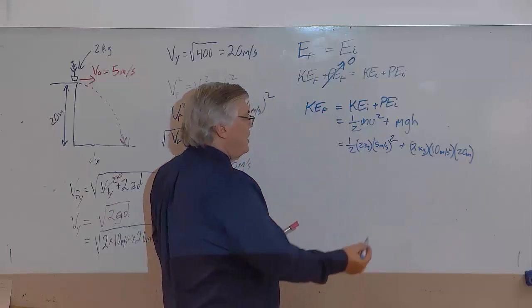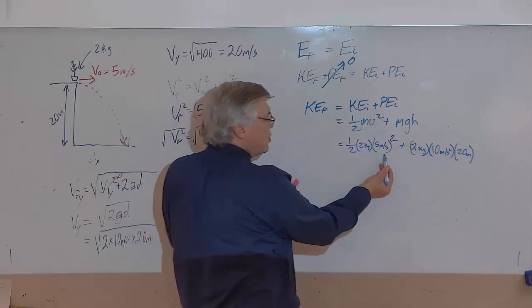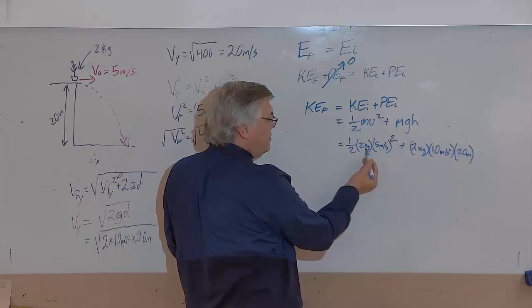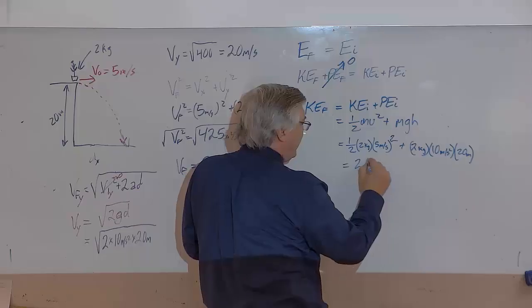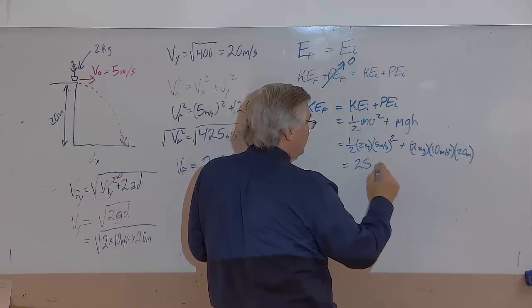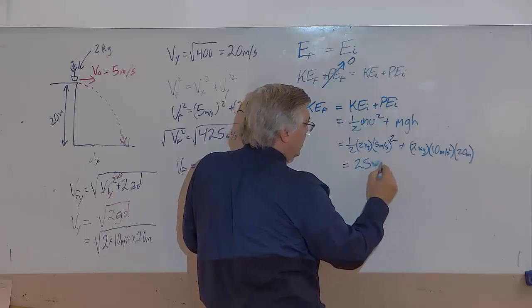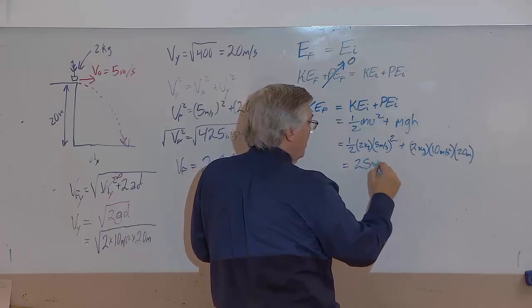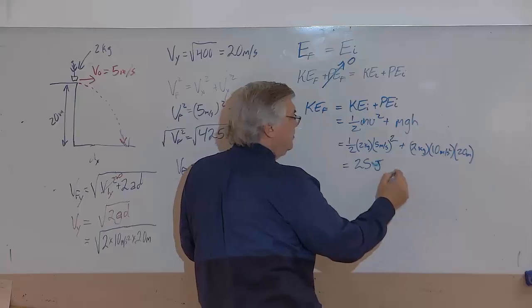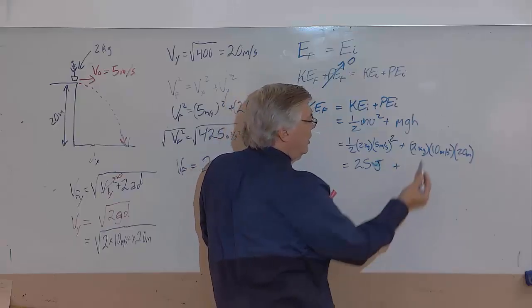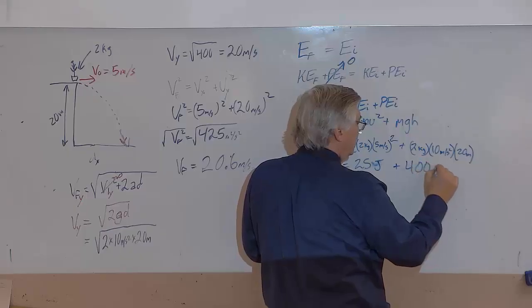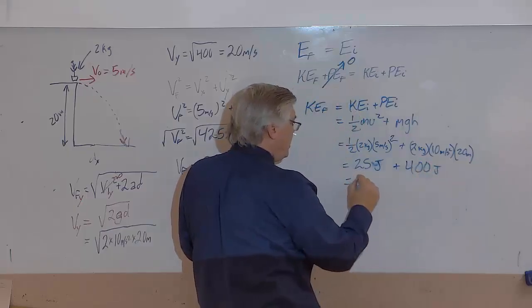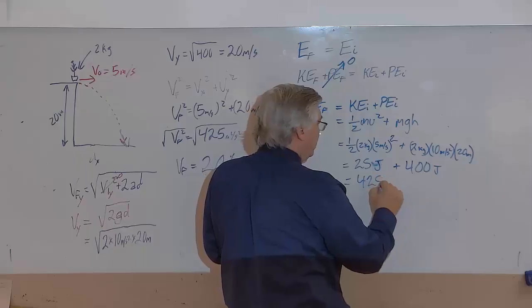When I solve these, 5 times 5, or 5 squared, is 25, times 2, but also divided by 2. That's 25, and that's kilogram meters squared per second squared, which is a joule. And we have 2 times 10 times 20, that's 400 joules. So the total energy is 425 joules.